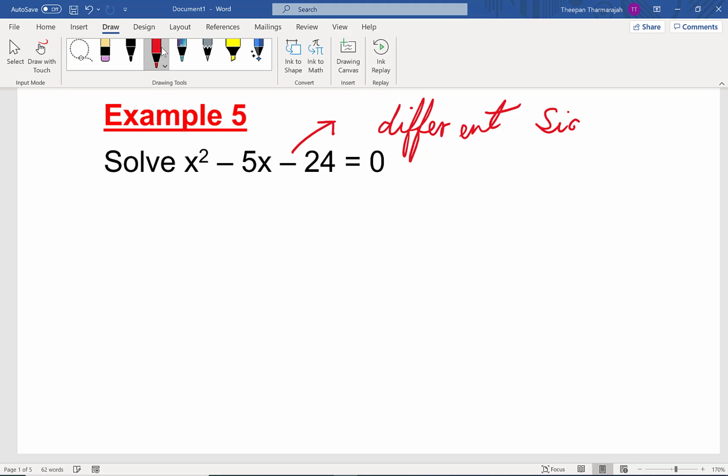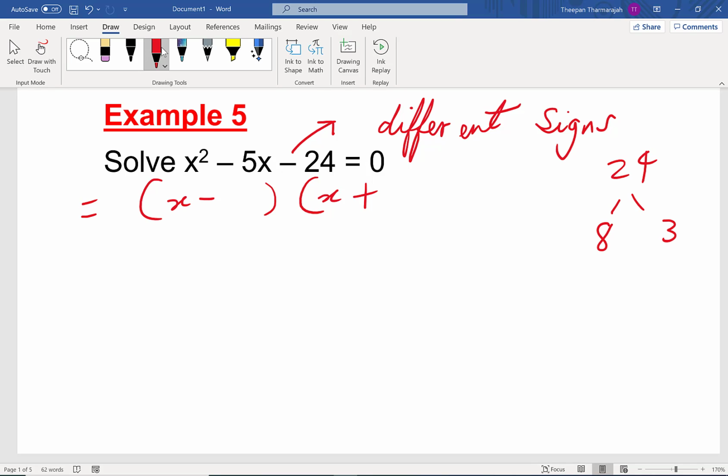So we've got different signs here. So we're going to have two brackets, x minus, x plus. What two numbers multiplied together make 24? 8 and 3. Remember, with a minus in the middle, the bigger number has to contain the minus. So it's minus 8 plus 3. And you can check, minus 8 plus 3 definitely makes minus 5.